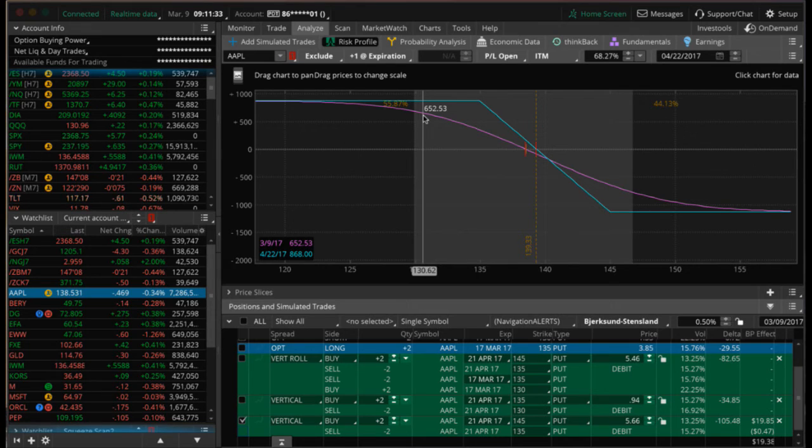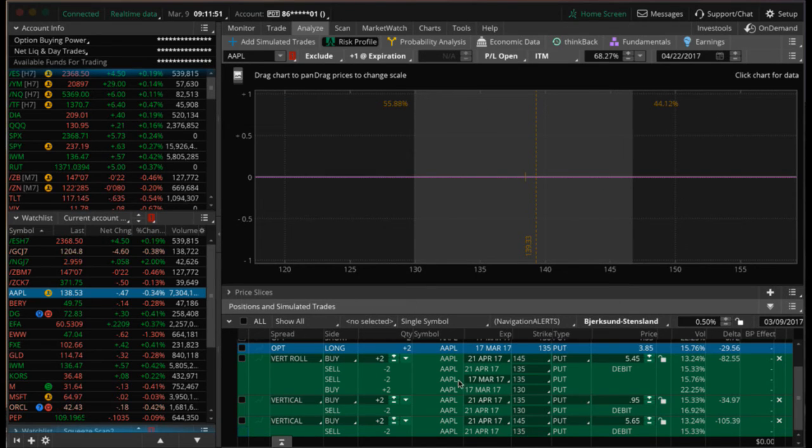And again, if I don't think Apple's going to go down, I'm not doing this trade. If I don't need short delta in my portfolio, I'm not doing this trade. But based on those assumptions for me and what fits best in my portfolio, this is the trade that we're going to make. So I've set this up as a roll.